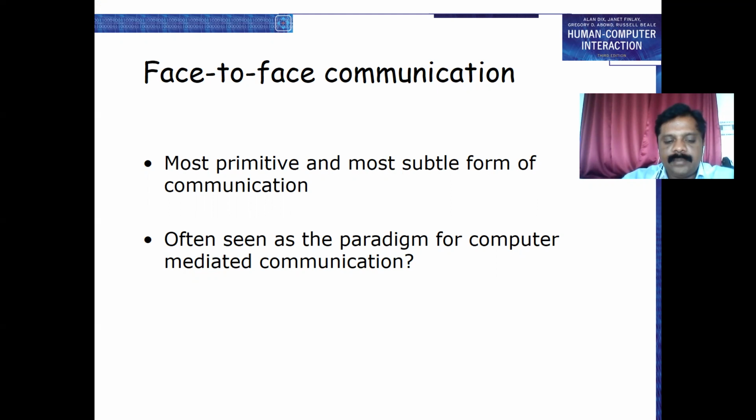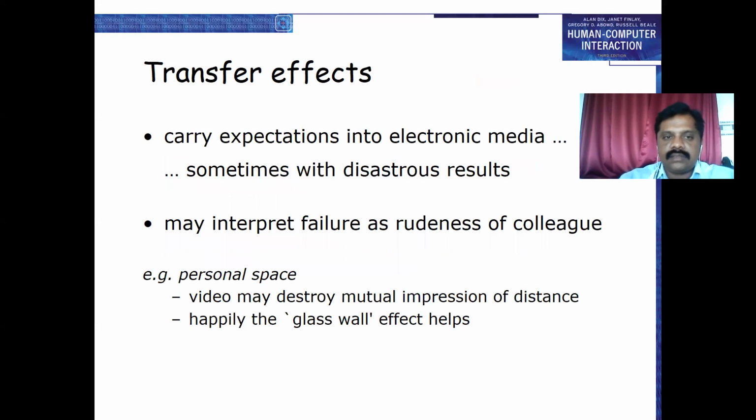Back channel is what helps give the listener some clues or more information about the conversation. The role of interpretation, like 'whom' and 'um', is very important as these can be used by participants in a conversation to claim the turn. Transfer effects carry expectations into electronic media, sometimes with disastrous results; we may interpret failure as rudeness of colleagues.